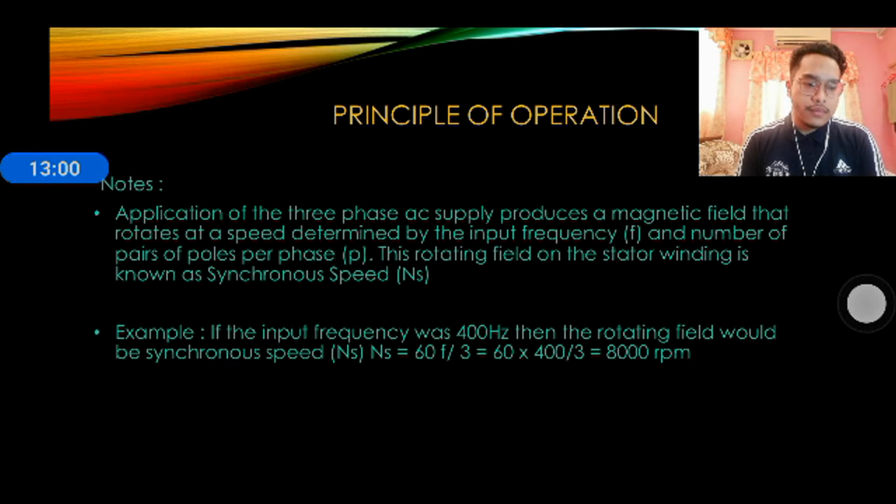Okay, note that application of the three-phase AC supply produces a magnetic field that rotates at a speed determined by the input frequency and the number of pair poles per phase. This rotating field on the stator winding is known as synchronous speed. Okay, so how to calculate the synchronous speed? Let's see the example down there.